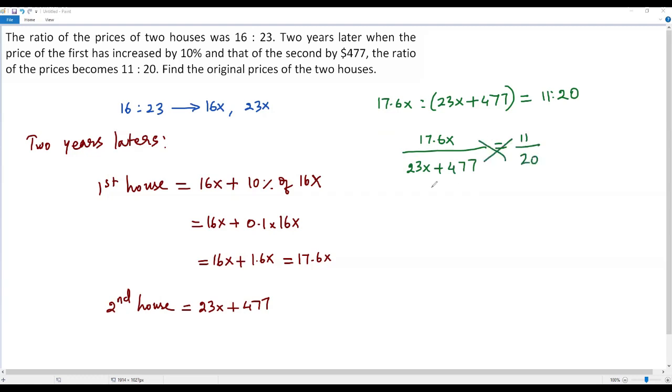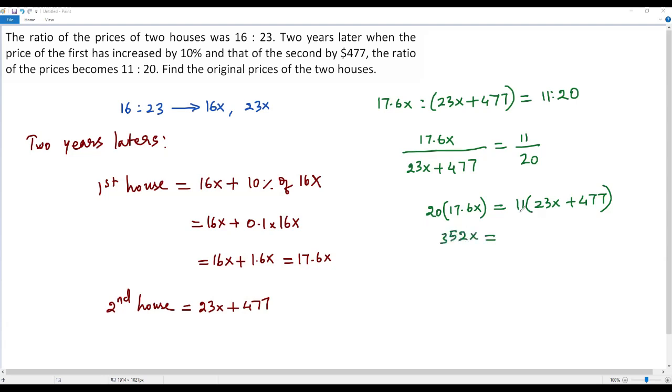Now we can do cross multiplication over here. That is, this numerator has to be multiplied by this denominator and this numerator has to be multiplied by this denominator. Then I'm getting 20 times 17.6x. So I just multiplied this one and this one. On the right side, this 11 has to be multiplied by this denominator, that is 23x positive 477. Now we can multiply this 20 and 17.6. When I multiply 20 and 17.6, I'm getting 352x.